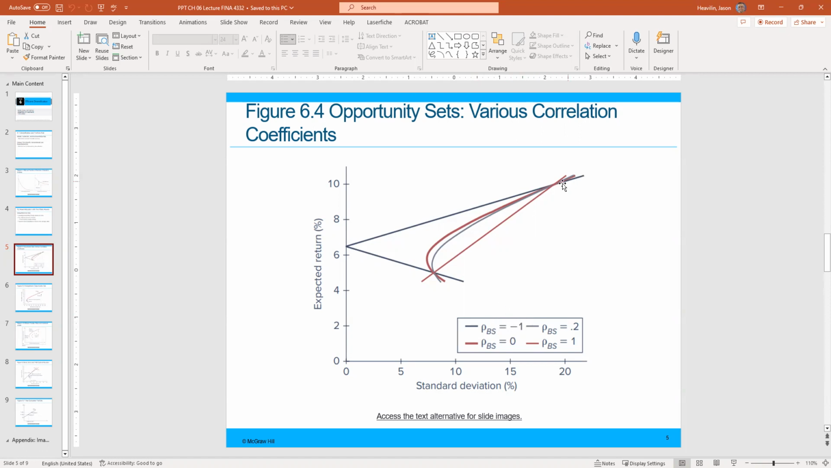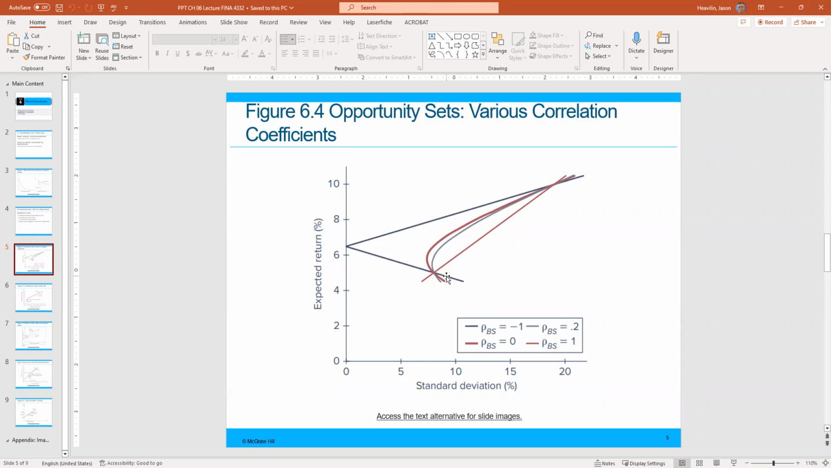And when you have a -1, this is what happens when you combine them. If you have 100% of stock A, fine, you're here. If you have 100% of stock B, you're here. But because they have a correlation of -1, when one goes up the other goes down and vice versa, what happens if I do 90% stock A and 10% stock B? I'm going to start moving around this line.